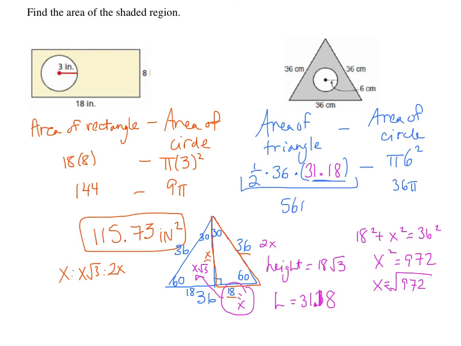561.18. And then if I subtract out my 36 pi from that, I end up with 448.09, and this is centimeters squared.